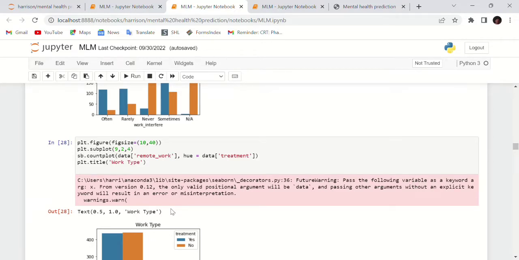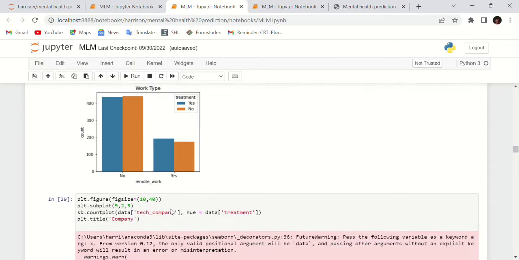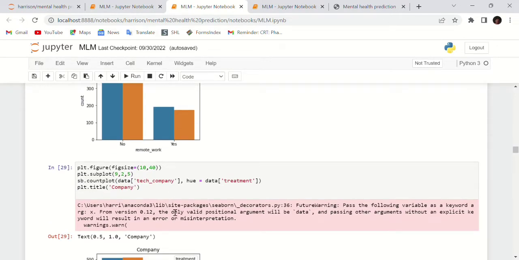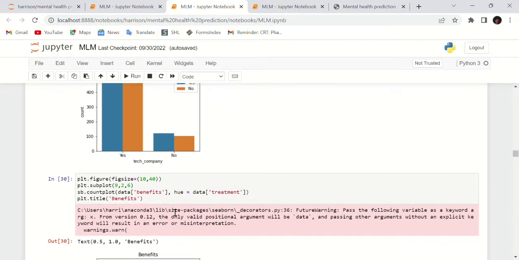Work type and treatment. We observe that the number of people who seek treatment in both the categories is more or less similar and it does not affect our target variable. Company and treatment. We can conclude that irrespective of the field of company, mental health is a big issue. Benefits and treatment. We see that the large group among the people who wanted mental health benefits wanted to seek treatment, and also a significant number of people who said no wanted to seek treatment.